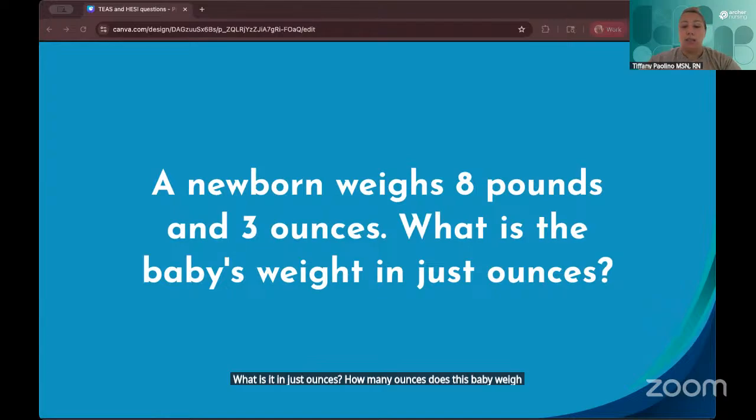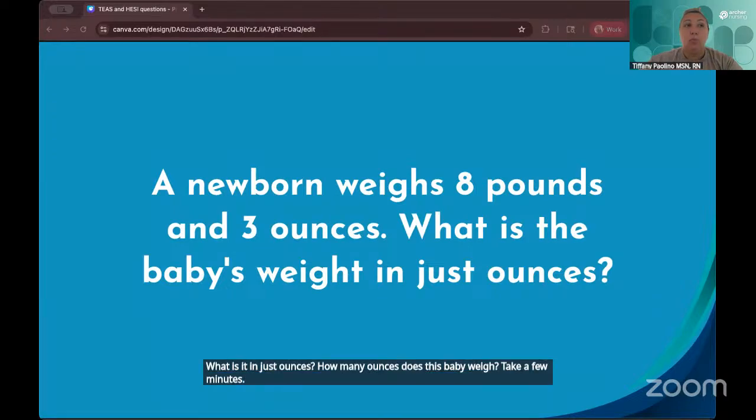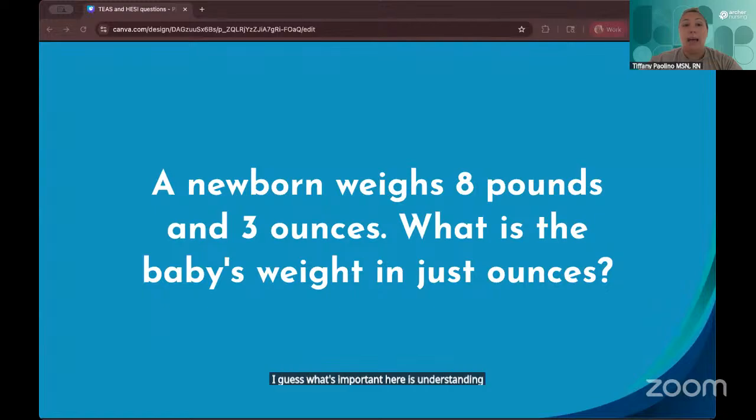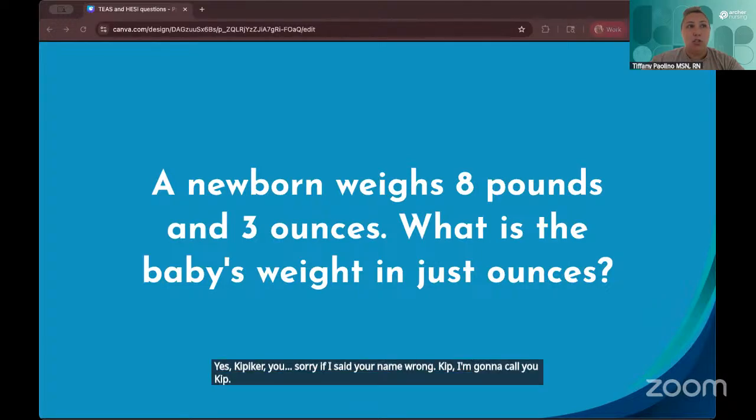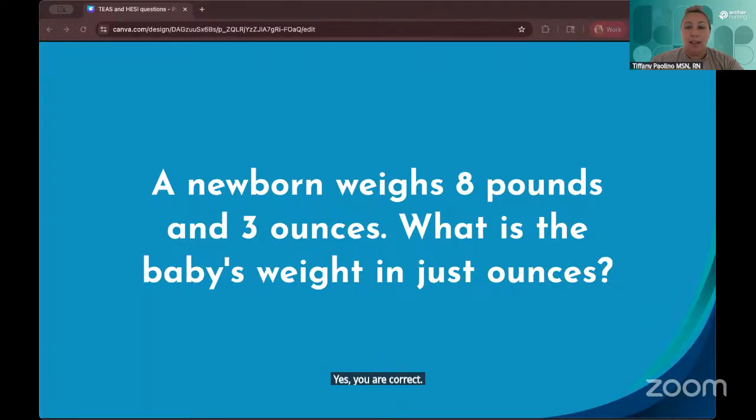Take a few minutes. What's important here is understanding how many ounces are in 1 pound. How many ounces are in 1 pound? And then once you can figure that out, you'll be able to hopefully solve for the rest. Any answers? Yes, you. Sorry if I said your name wrong. Kip, I'm going to call you Kip. Yes, you are correct. Any other answers? Type them in the chat or in the comment section.